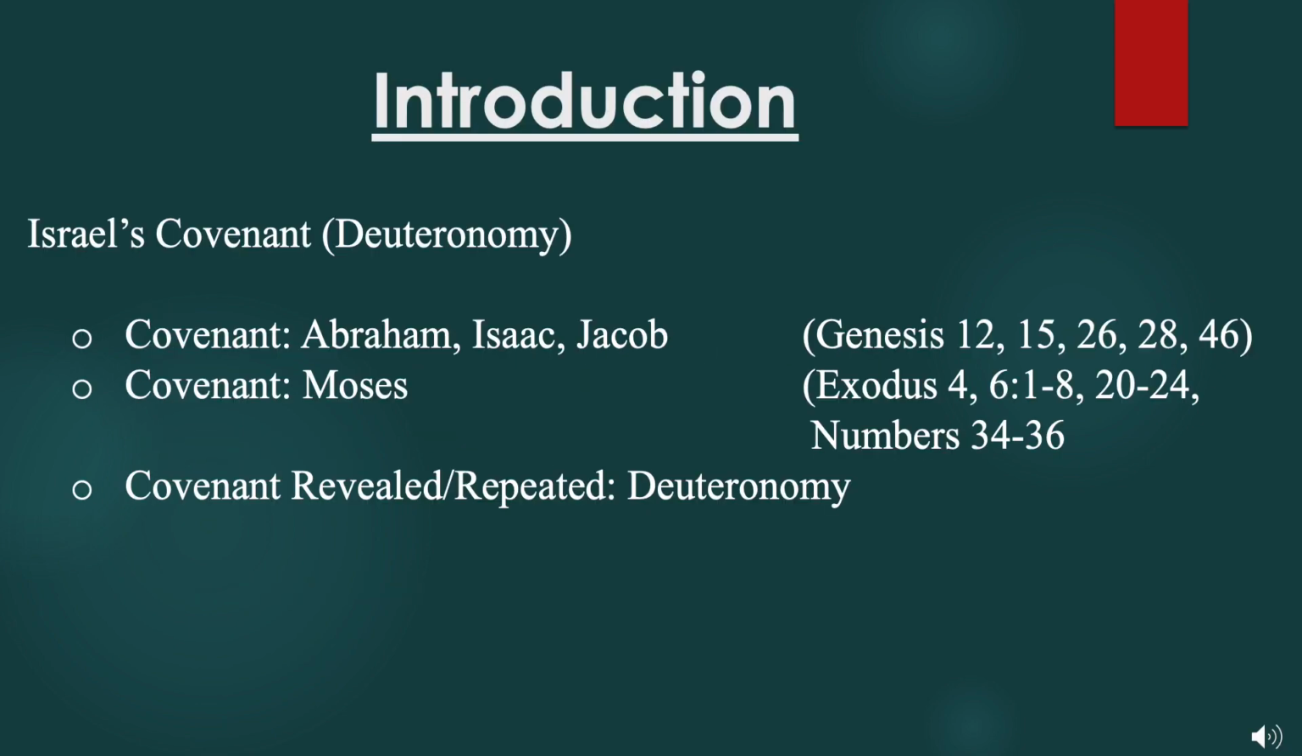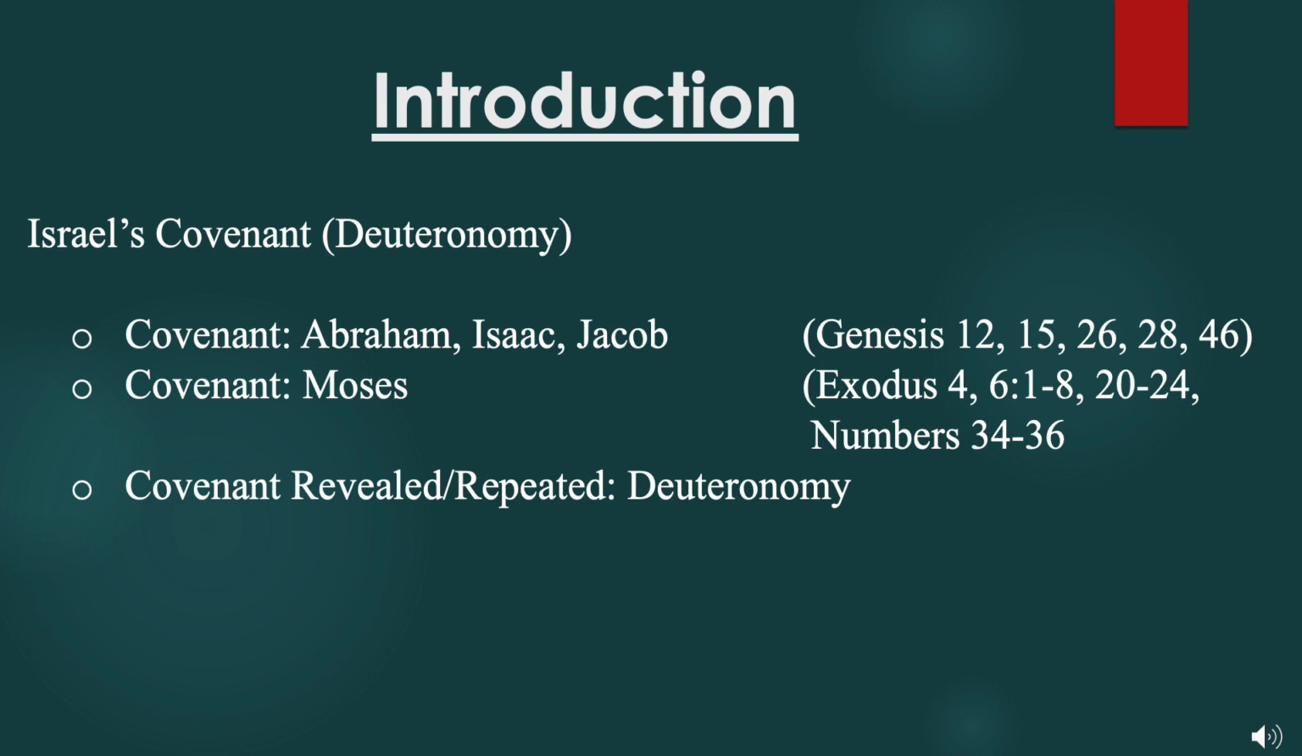The covenant between God and Israel is found predominantly in the book of Deuteronomy. However, Deuteronomy literally means second law. And that is because there are great portions of the book of Deuteronomy that are found earlier in the Pentateuch. Exodus chapters 20 through 24 would be the largest section, but we also have sections of Numbers 34 through 36 that are found in Deuteronomy, as well as elements from the book of Leviticus.